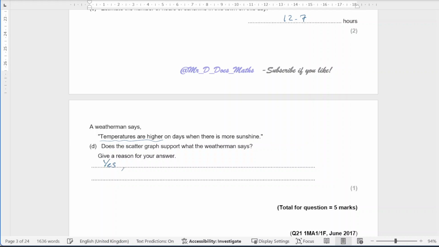In passing, I would say yes, it does support, but I always add, whenever I'm going through this question, clearing up the language: yes, although the graph actually shows maximum temperatures are higher when there is more sunshine.